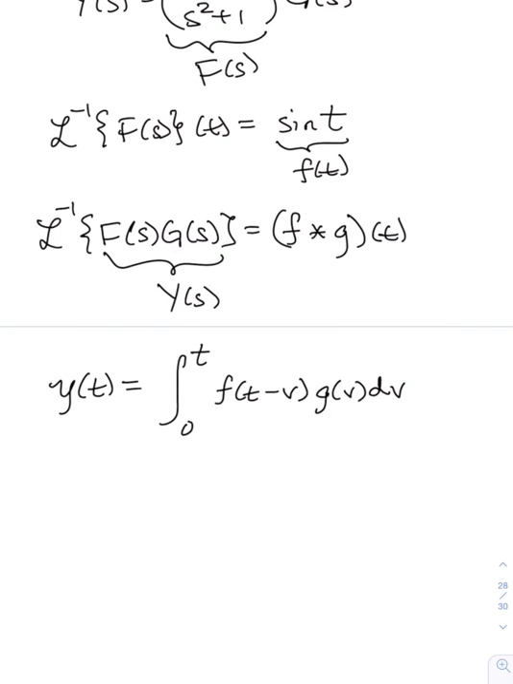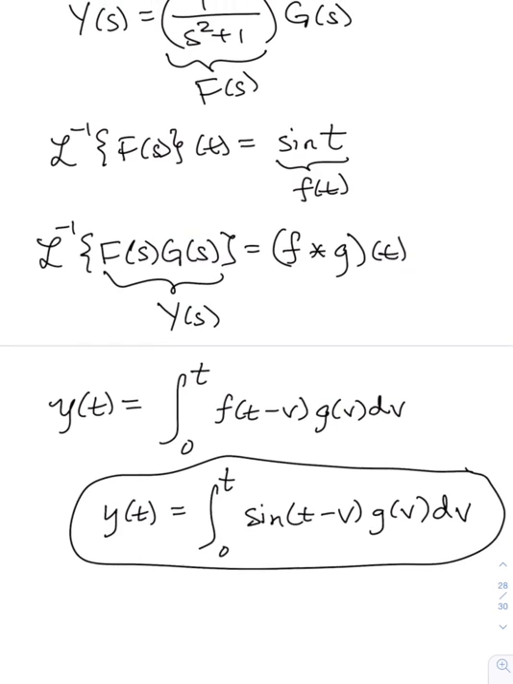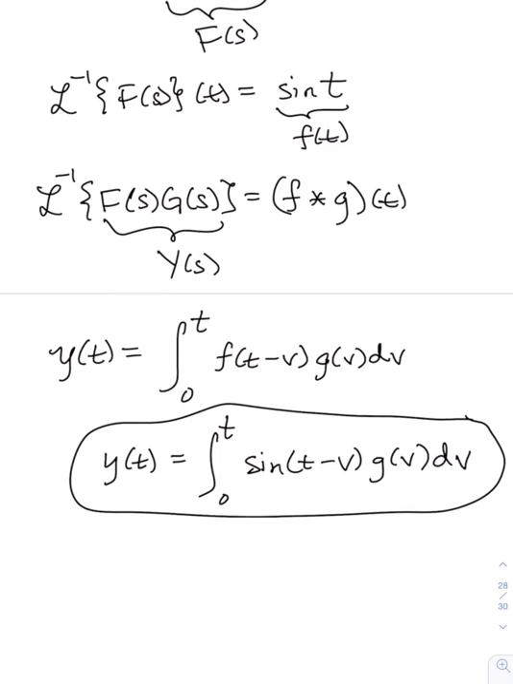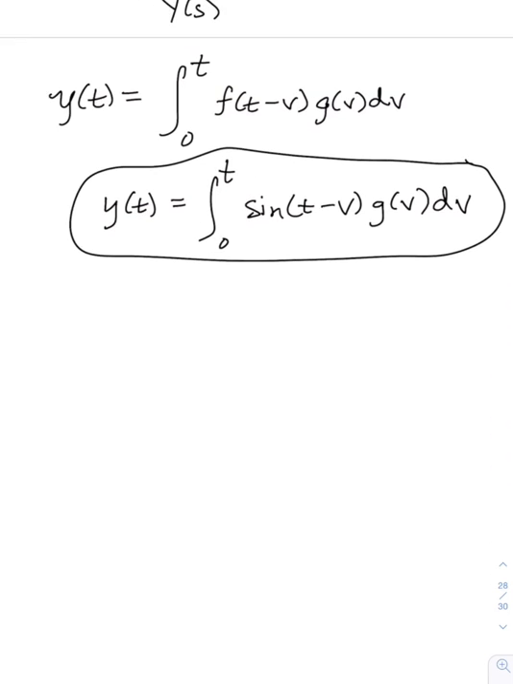And plug in for f is sine of t, integral from 0 to t of the sine of t minus v times g of v dv. And that's our solution. So if you come back and you look at this, it is a very generic example. So if you have any initial value problem that looks like this, and it doesn't matter what that function g is, you can write down the solution by using this box formula, using this convolution. All right, let's do another similar example.